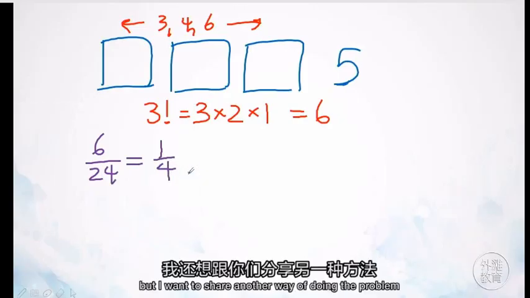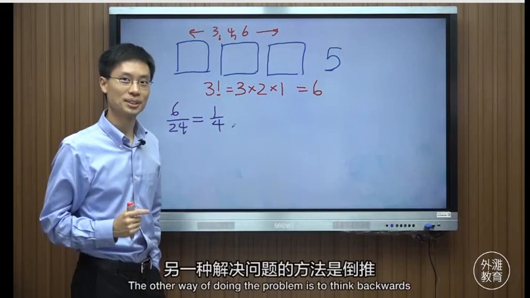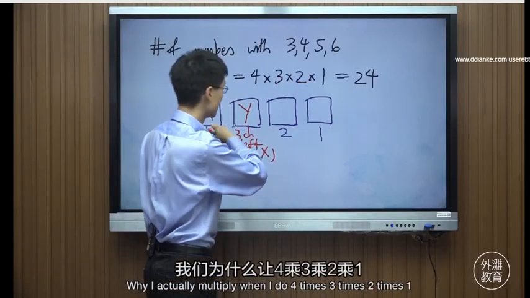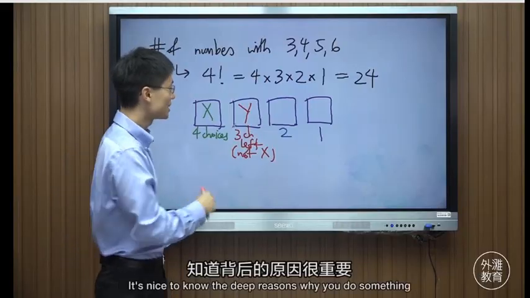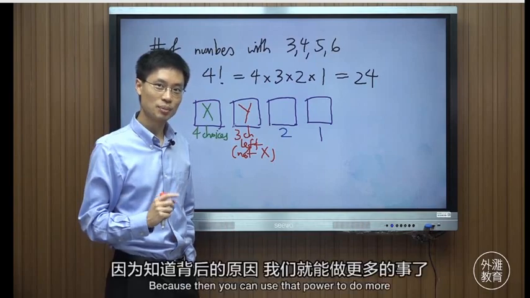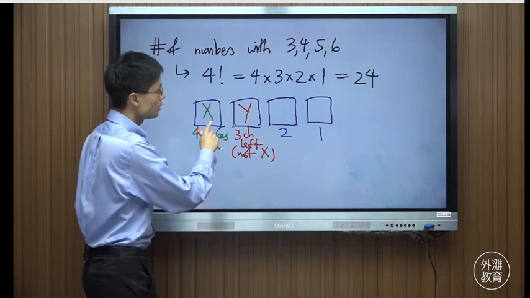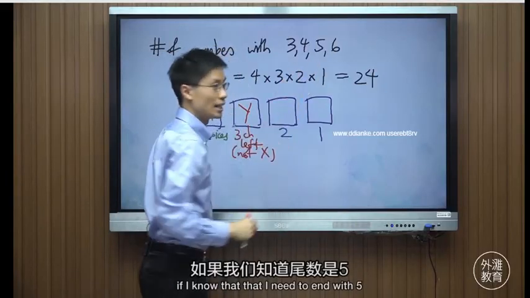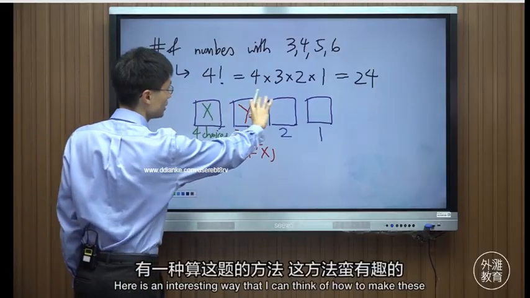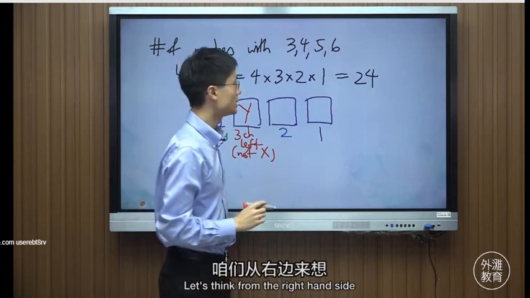But I want to share another way of doing the problem. The other way is to think backwards, and actually to remember a little bit more deeply why I actually multiply when I do 4 times 3 times 2 times 1. It's nice to know the deep reasons why you do something, not just the formula, because then you can use that power to do more. If I know that I need to end with 5, here's an interesting way that I can think of how to make these 4 times 3 times 2 times 1 numbers. Let's think from the right-hand side.